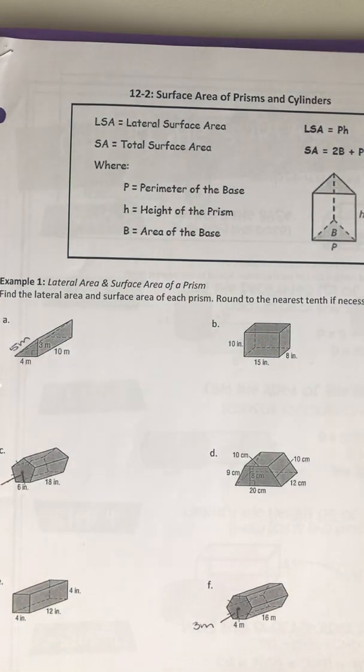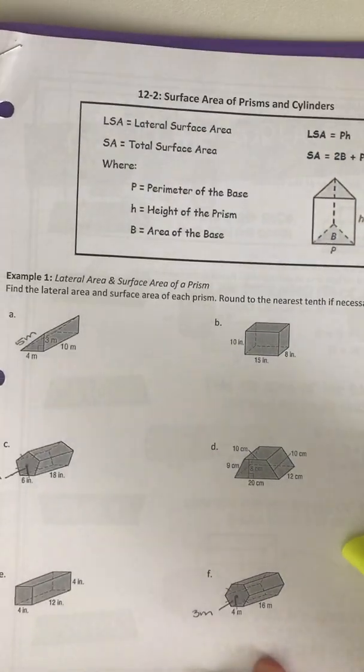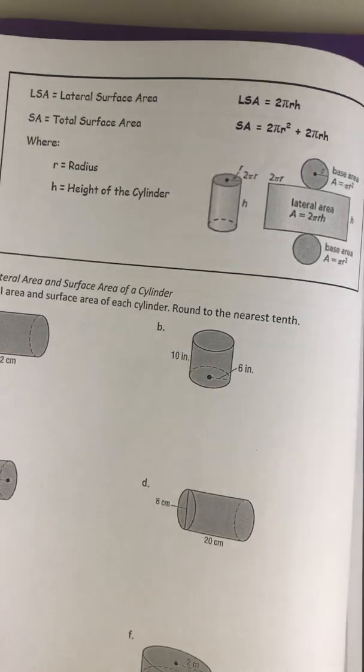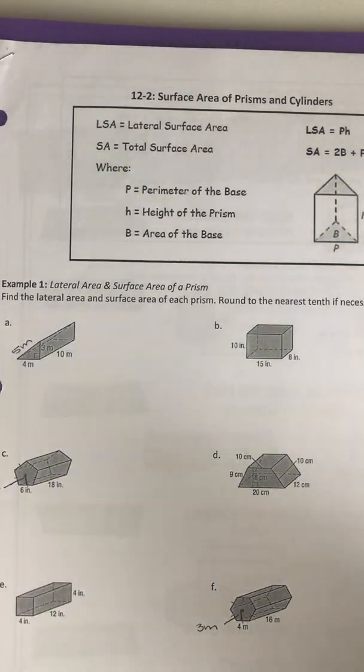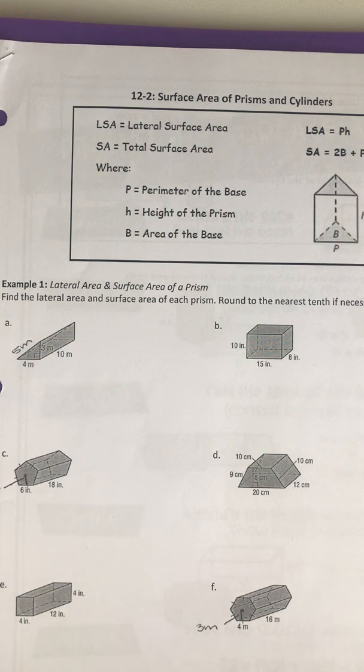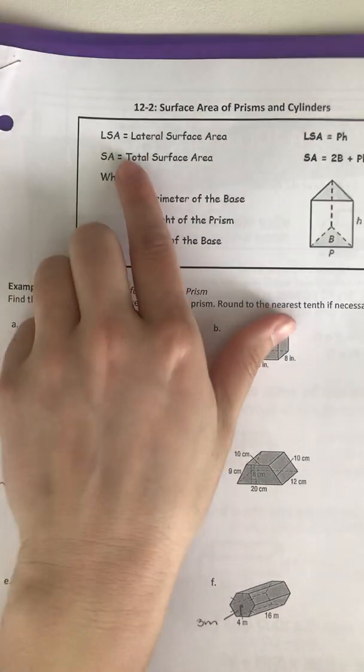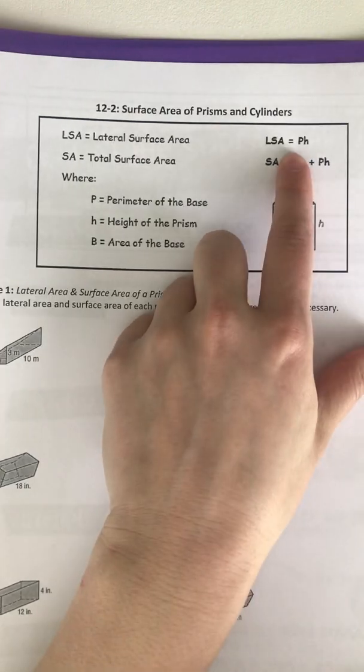Okay, so today we're going to start chapter 12, which is surface area of prisms and cylinders. We're actually only going to do prisms today, which is the first side of the page, and then we're going to do cylinders tomorrow. So you should have already filled out, I call it the pink sheet, but the chapter 12 formula sheet that has all of the formulas for chapter 12, which is surface area and volume. And you'll notice on the top of your notes it has the same formulas.